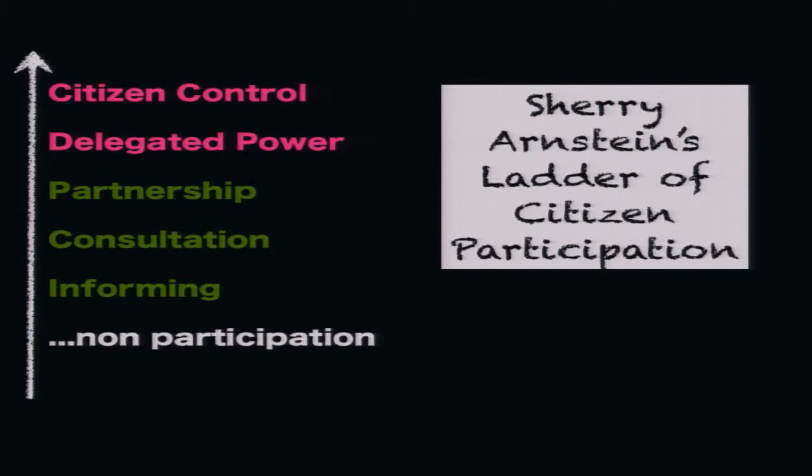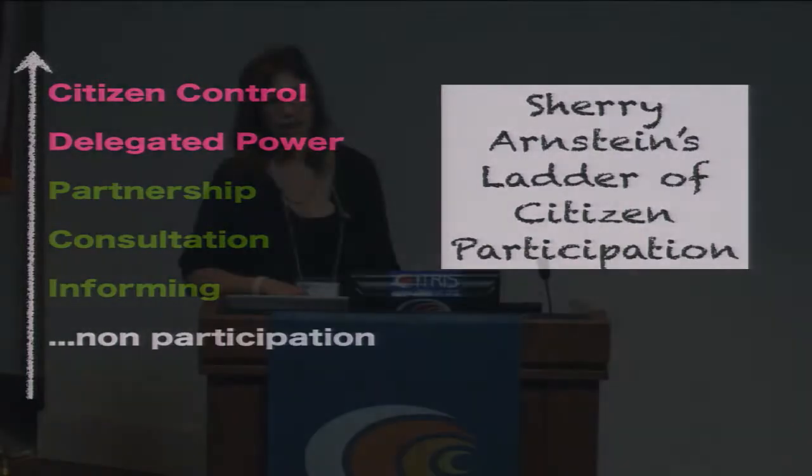I'm curious to see if anyone in the room recognizes what this is. If you've worked with community engagement, this will look very familiar. This is from a 1969 paper by Sherry Arnstein called The Ladder of Citizen Participation. She creates a spectrum of different forms of engagement, going on one end from no participation, to citizen control on the other end.